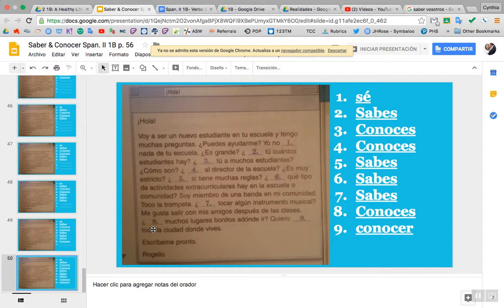Do you know of a lot of beautiful places to visit? If you know of a place, you're familiar with it, which would be conocer. And number 9, quiero conocer toda la ciudad donde vives. I want to know. That's why it's in the infinitive form, to know. Remember, when a verb is followed by another verb, the second verb is left in the infinitive or unconjugated form. So in this case, it would end in ER. I want to know about the city you live in. In other words, this child is saying they want to be familiar with the place.